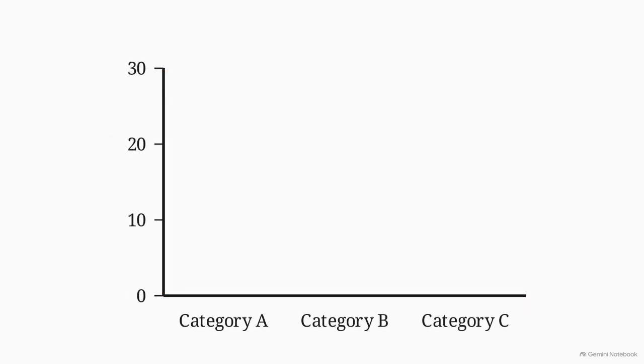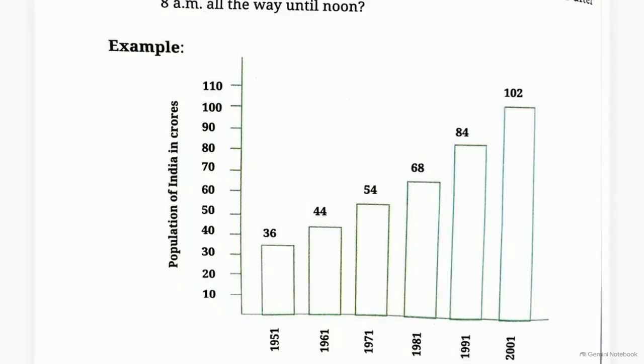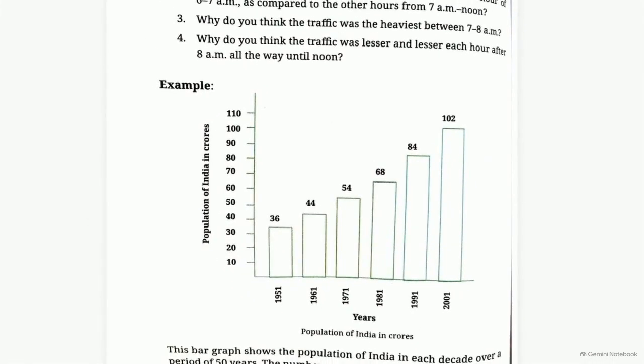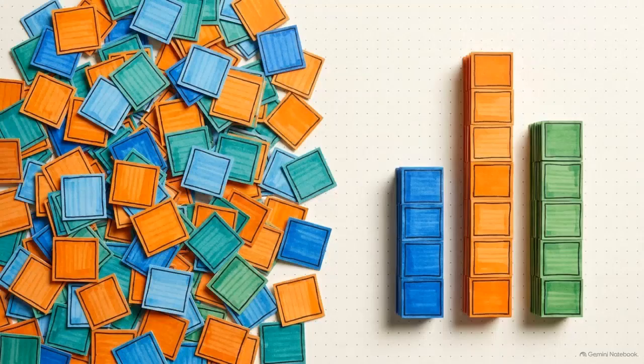A bar graph is built on 2 intersecting lines called axes. The horizontal axis usually lists the categories, while the vertical axis tracks the numbers. This graph tracks India's population growth. On the left, the vertical axis scale represents 10 crore people per step. We can instantly compare 50 years of growth. We see 2001's population was nearly 3 times that of 1951, just by comparing bar heights. A consistent scale ensures that even when numbers are massive, the data remains organized and precise.